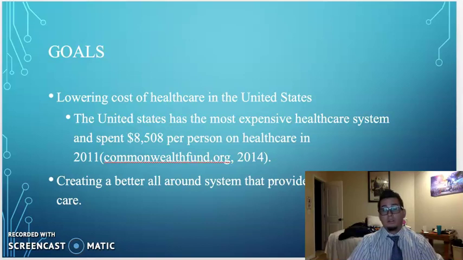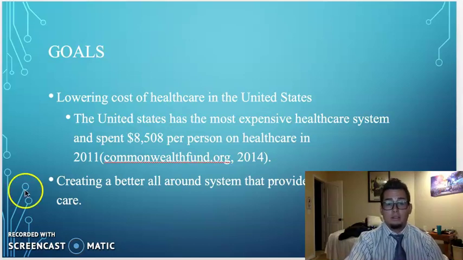The goal of this project is lowering costs of healthcare in the United States. The United States has the most expensive healthcare system and spent $8,508 per person on healthcare in 2011 per commonwealthfund.org. Creating a better all-around system that provides high quality of care is the second goal.